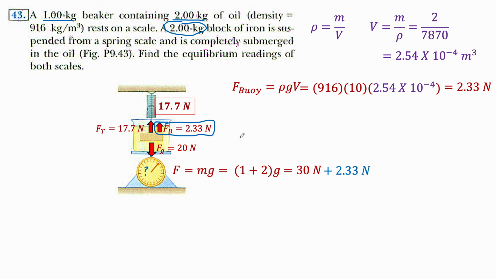And so that additional 2.33 newtons is going to be acting on the scale, meaning the scale is actually going to read 32.3 newtons, the sum of those two. And that is the reading on the scale.